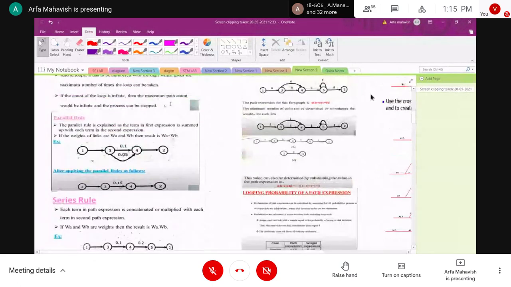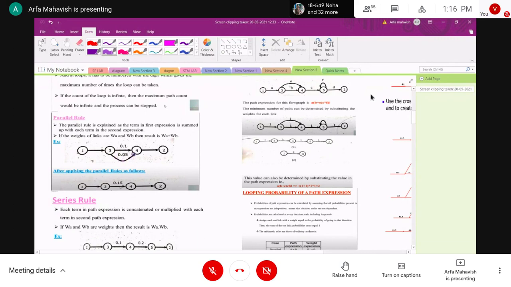So look at this. In the parallel rule, if you are having the parallel loop, this is the example of your parallel. Parallel is explained as: the first expression is summarized up to each term in the second expression. So what we are doing is summarizing this to explain. Whenever we have seen the rules, in the first rule, if you are having the parallel loop, that should be multiplied. Same like that, this rule will be multiplied.